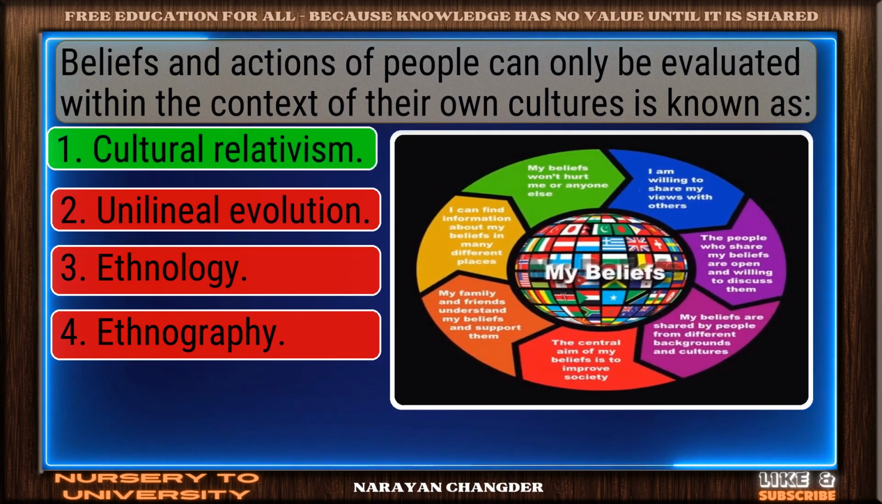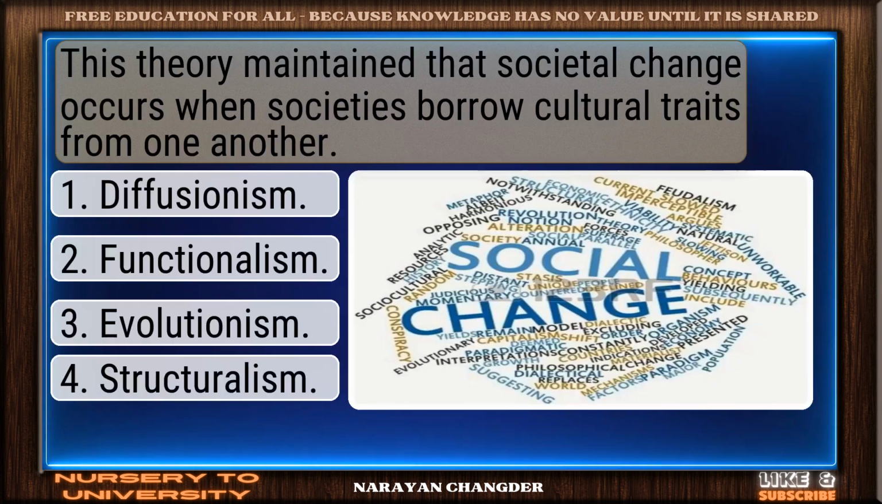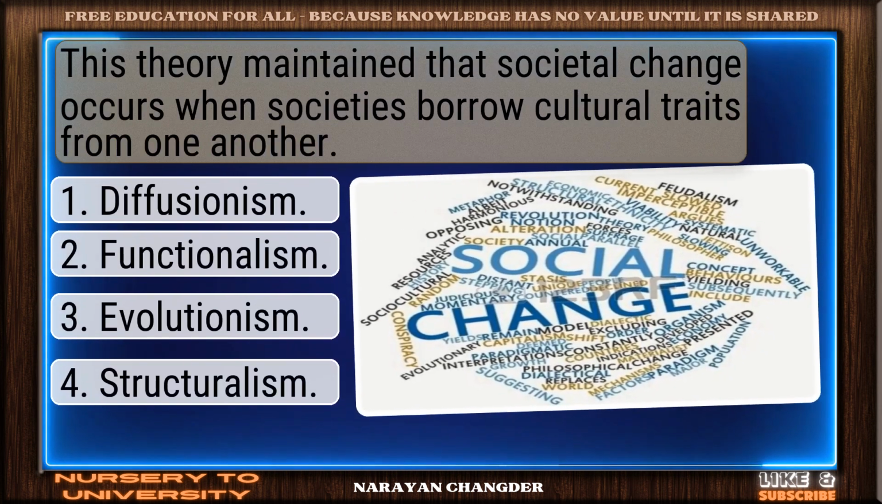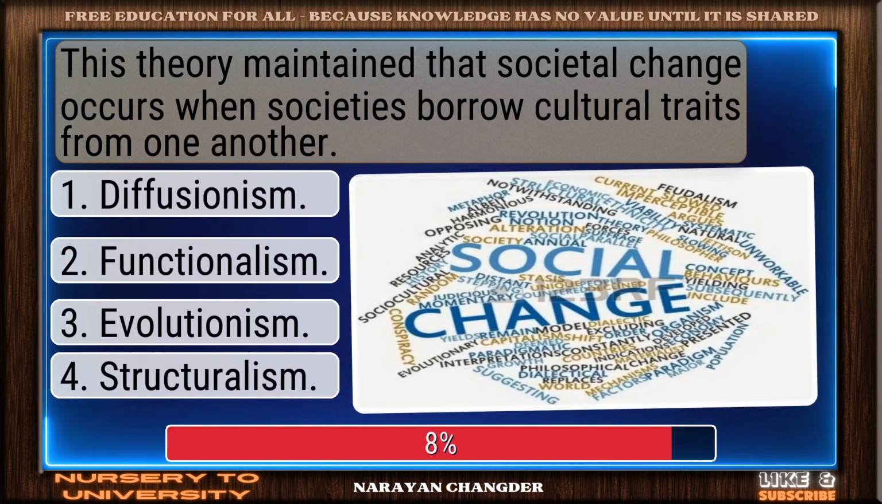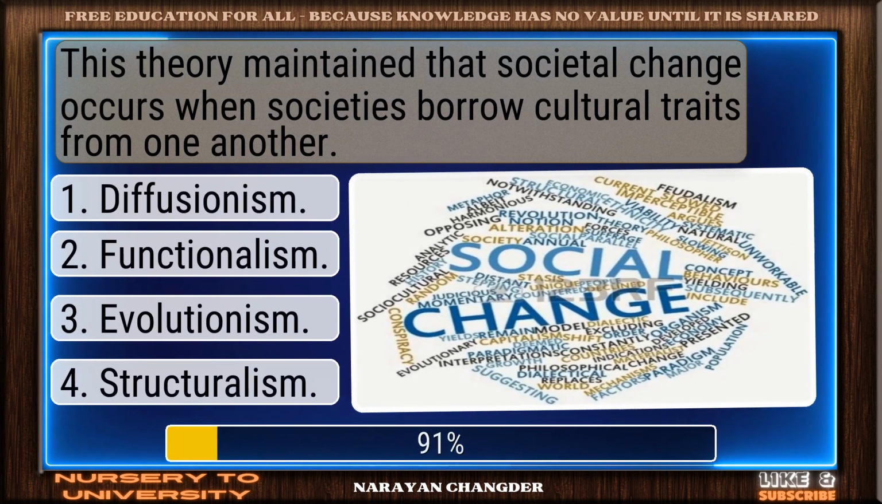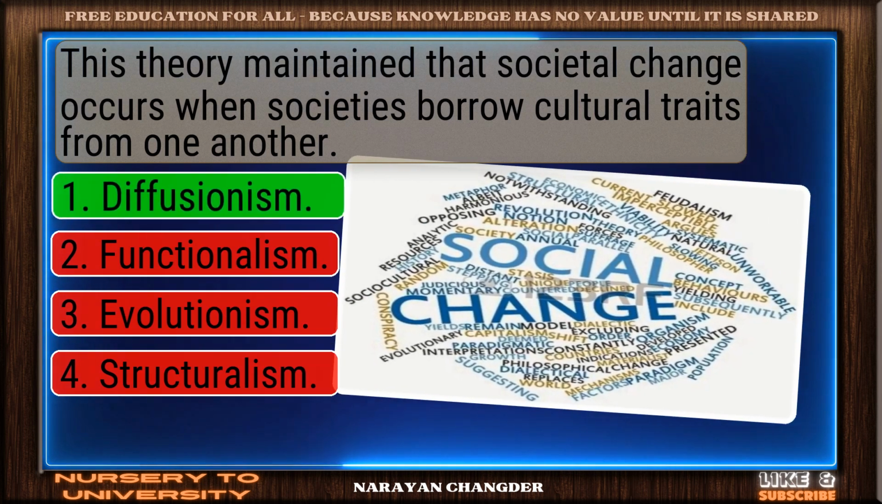Sharp thinking. Cultural relativism is the right choice. This theory maintained that societal change occurs when societies borrow cultural traits from one another. Solid response. Diffusionism is a valid choice.